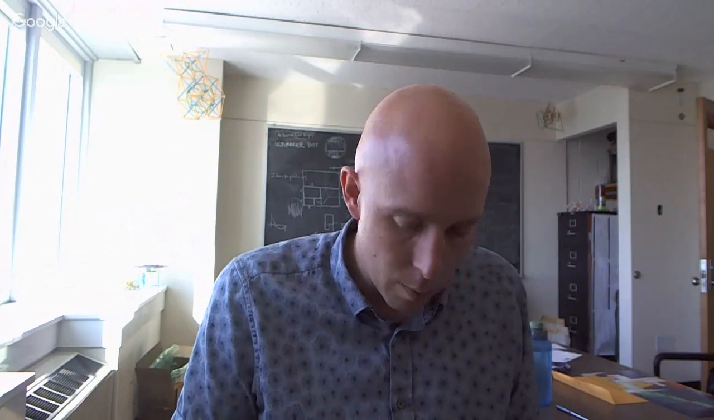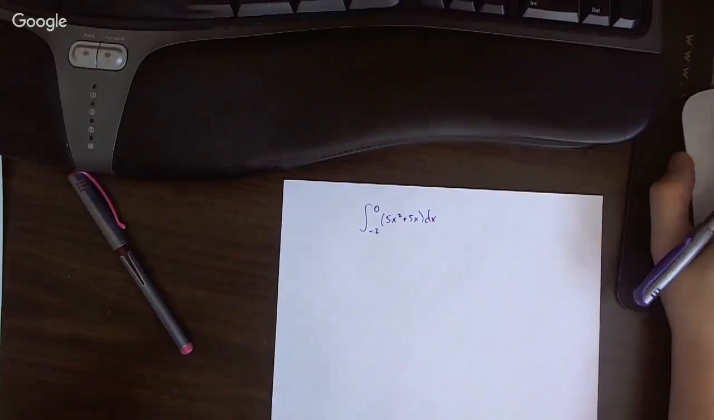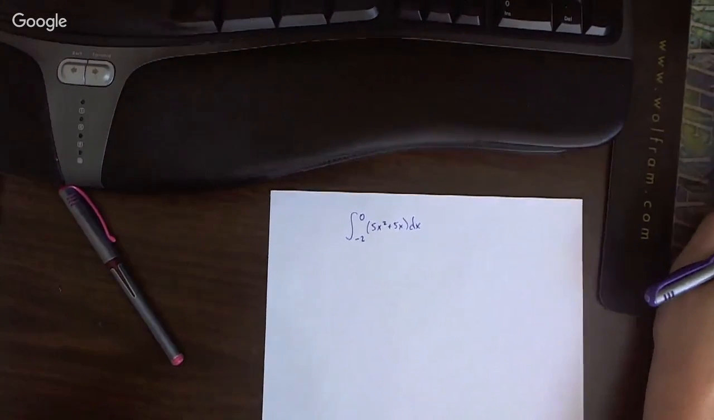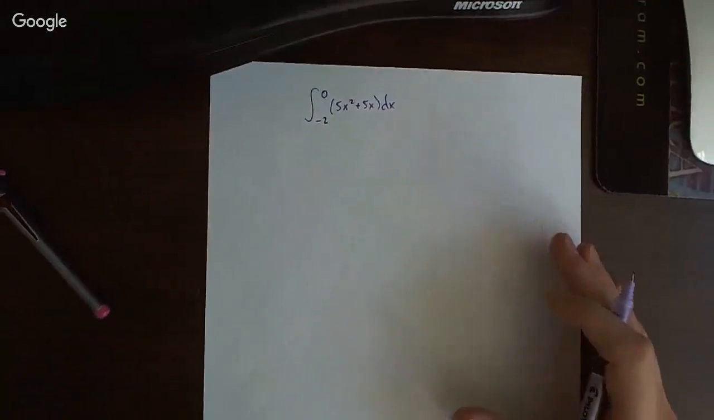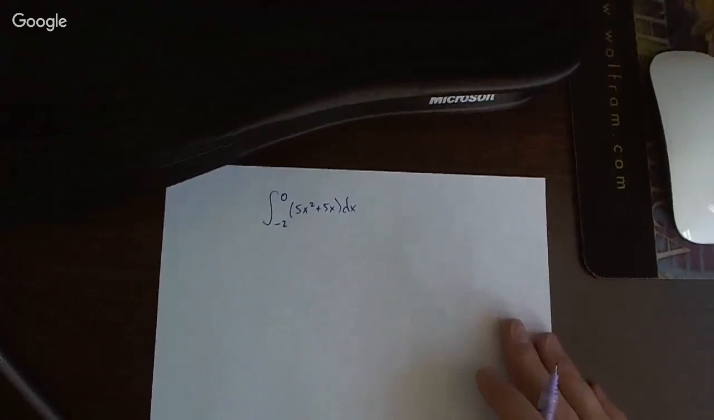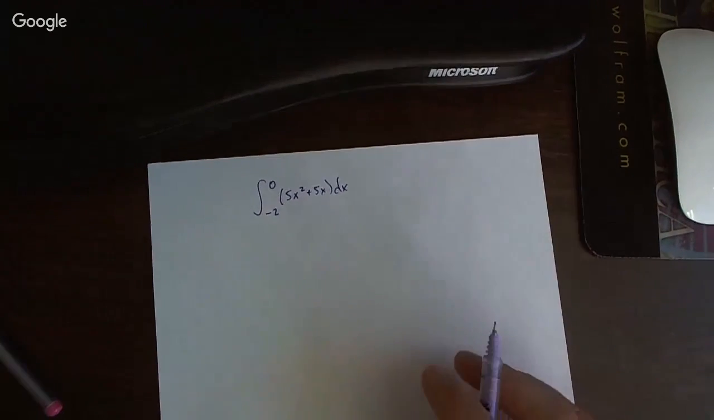The question says, find the integral from -2 to 0 of 5x squared plus 5x dx using the official definition of the integral. Okay, so the first thing we need to do is remember what the definition was for the integral.